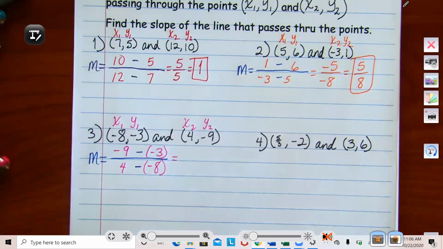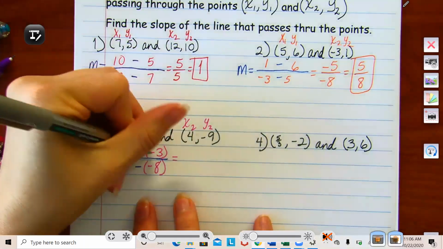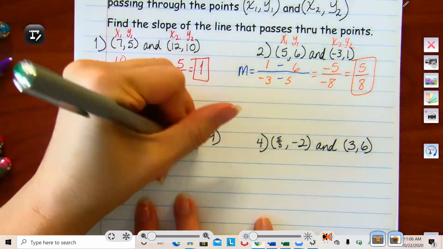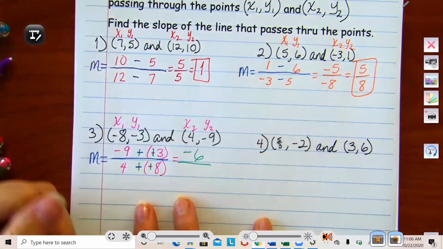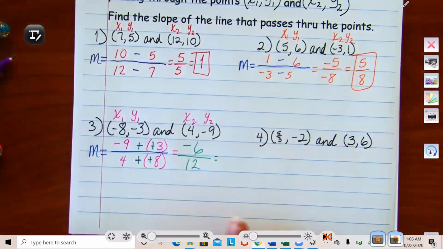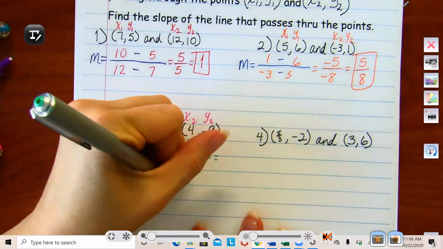So it's really negative 9 plus 3, which would equal negative 6. And then 4 plus 8, which would equal 12. And then we could reduce that to equal -1/2.